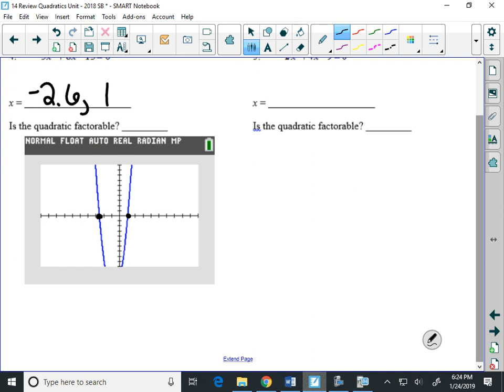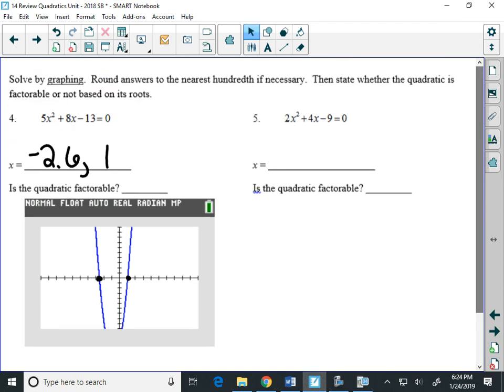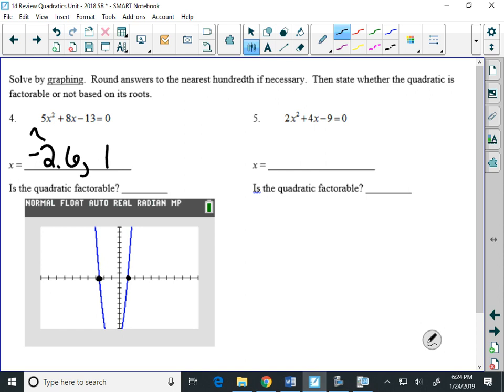I think when we did these problems in class, what I said is, well, x equals negative 2.6 and x equals 1, which is true. And the question is, can we factor that? And what I have always said is, did you get a big long decimal in there? And we didn't get a big long decimal. Can you rewrite negative 2.6 as a fraction? And the answer is yes, and 1 is an integer. It's a whole number. So yes, we can factor that.